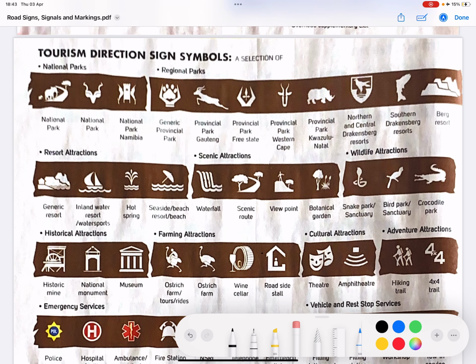So the tourism direction symbols, you see them with what? Brown board. So they have a brown background. It's for the tourists, those ones. Brown board, it's for the tourists. So if you are touring, you are new in the area, your main focus is looking at the brown board.